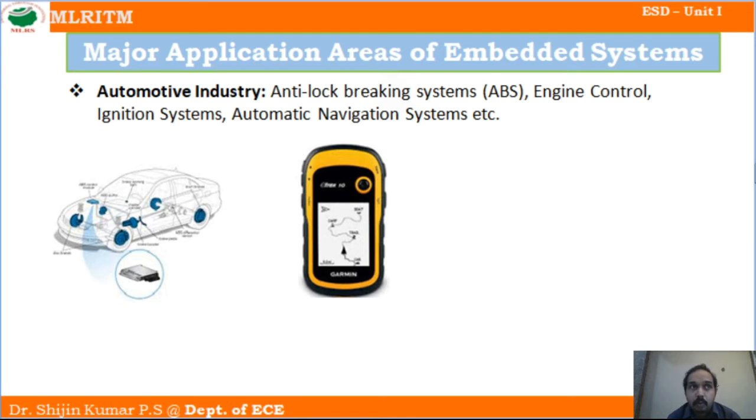If you are moving at a very high speed and suddenly you want to brake, what happens? There may be a chance of accident. The car will skid and lose its control. But if you are using ABS, it will apply the brake in fixed time intervals so that it will not stop suddenly. It will take some time to stop, but it will not skid.